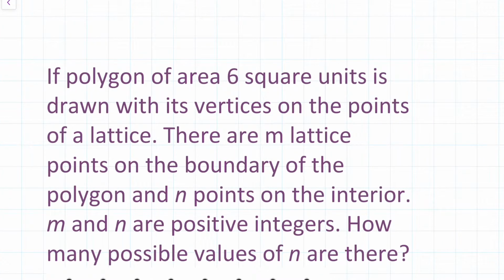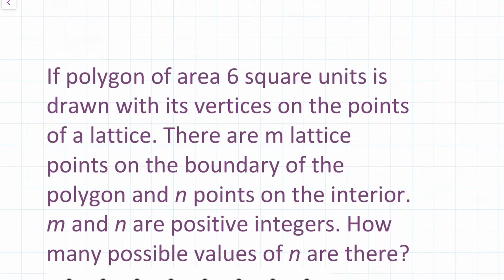If a polygon of area 6 square units is drawn with its vertices on the points of a lattice, there are m lattice points on the boundary of the polygon and n points on the interior. M and n are both positive integers. How many possible values of n are there?